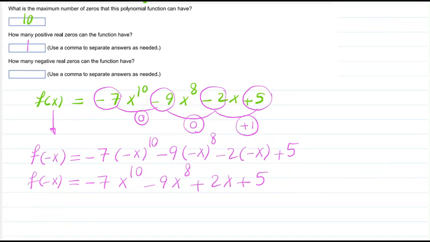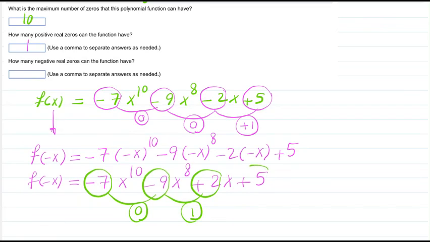Now let's count the number of changes in the sign of the coefficient of x. Negative 7 to negative 9, no change. Negative 9 to positive 2, 1 change. Positive 2 to positive 5, no change. There is only 1 change. So by Descartes' rule, there is only one negative real zero for this function.